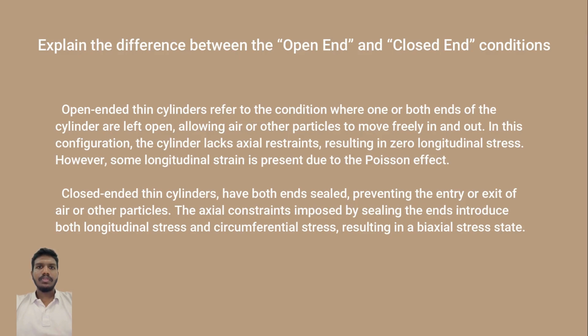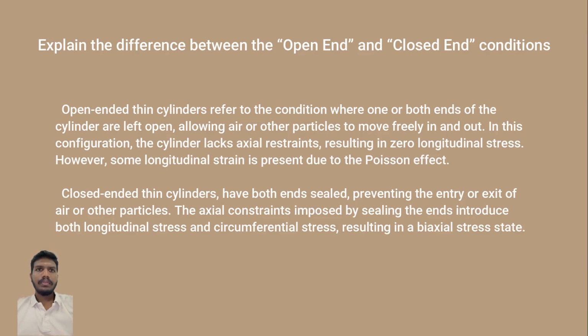So there are two questions. Explain the difference between the open and closed end conditions. To begin, the main difference between the two conditions lies in how the ends of the cylinder are configured and the resulting stress states. An open-ended thin cylinder refers to a cylinder where one or both ends are left open. This setup allows air or particles to move freely in and out. Without any axial restraints, there is no longitudinal stress. However, due to the Poisson effect, we still observe some longitudinal strain.